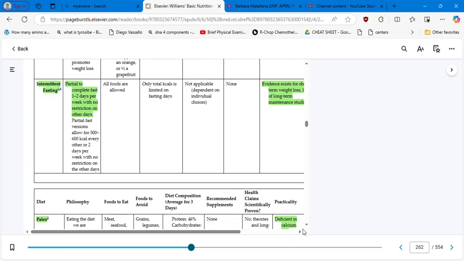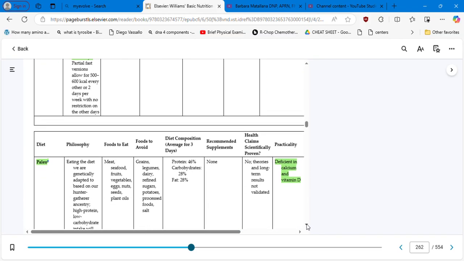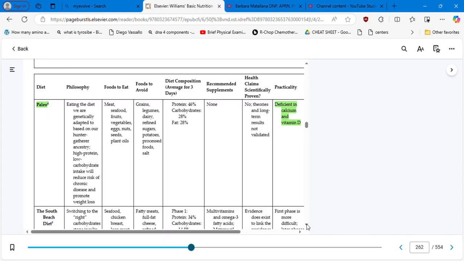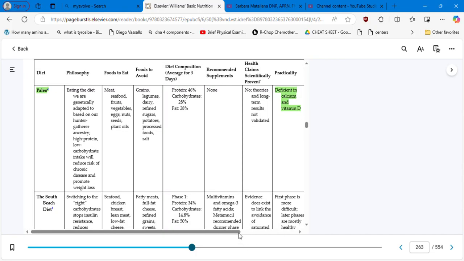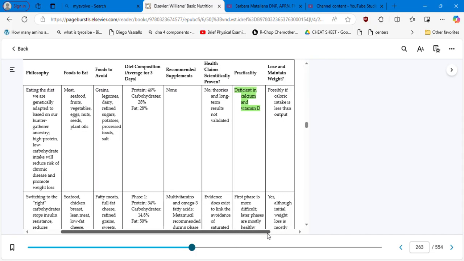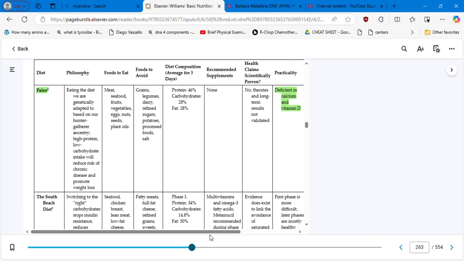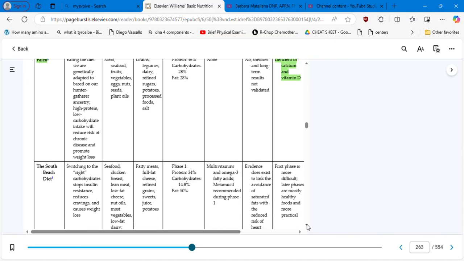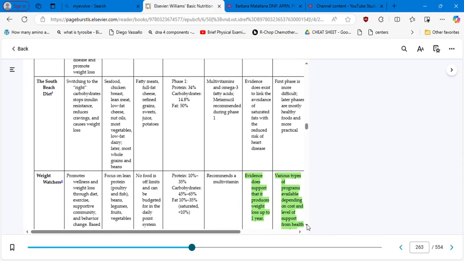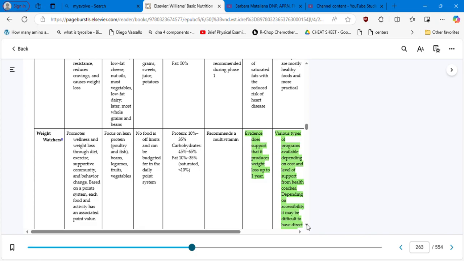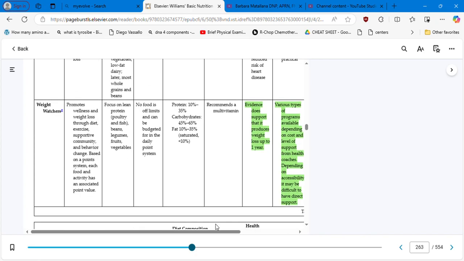Now we have some more diets here, the paleo, also very popular. What is the evidence saying? No theory, and long-term results not validated. And then lose and maintain weight, possible if caloric intake is less than output. And you keep reviewing the diets and try to analyze the one that is of your interest.